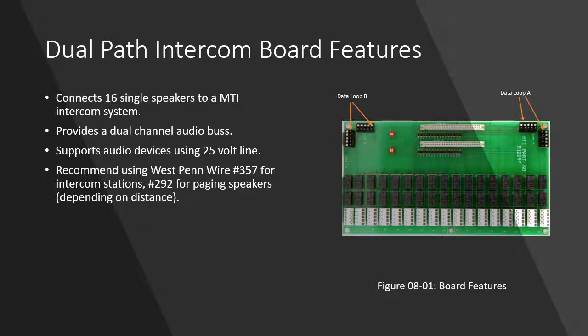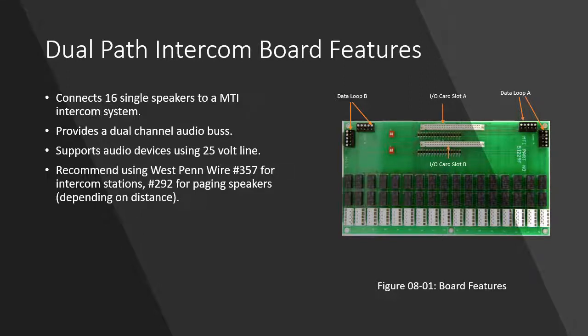As far as ports and connections go on this device, you've got the data loop terminals. You'll notice there are two data loop terminals because there are two different audio channels on this board. You have the data loop A terminations in and out on the right hand side of the board on figure 0801, and you have the data loop channel B on the left hand side.